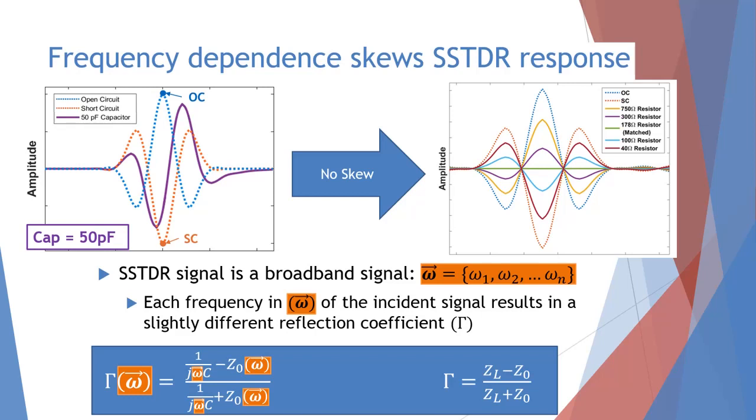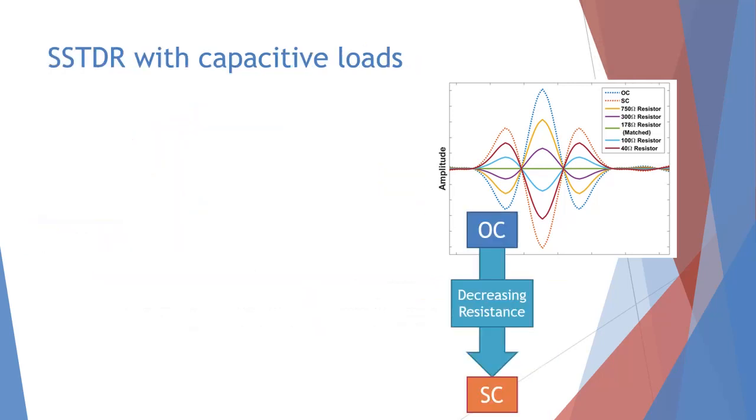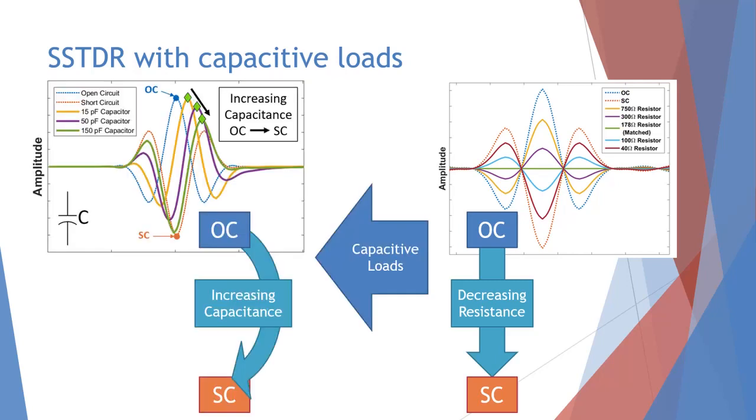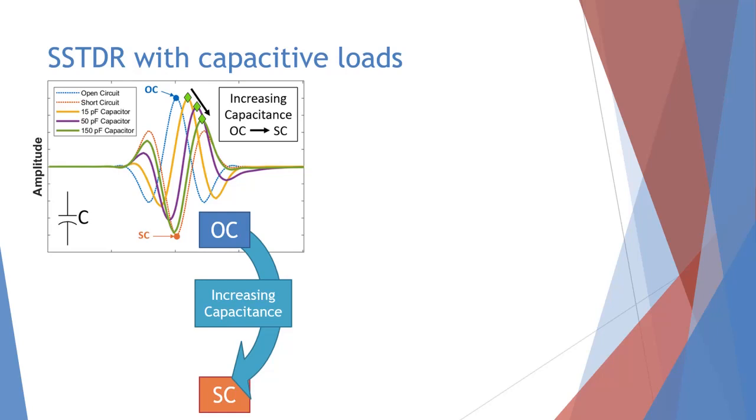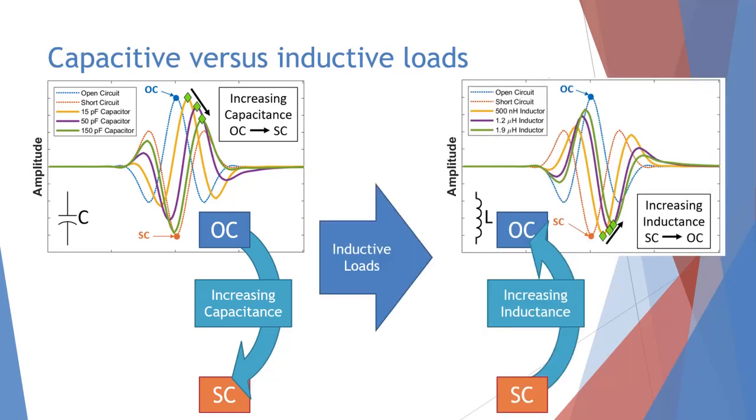So shown here is a comparison of a 50 picofarad SSTDR measurement and a range of resistances discussed earlier. Conversely to the resistive load changing from an open circuit to a short circuit due to decreasing resistance, capacitive loads will transition from an open circuit to a short circuit with increasing capacitance. However, inductive loads do behave similar to resistors and transition from short circuit to open circuit with increasing inductance.